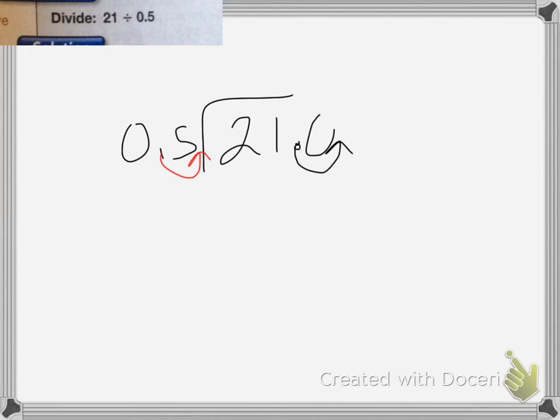Okay. On this one is 21 divided by 0.5. So 21 divided by 0.5. I need to move the decimal place once here. On 21 there is no decimal place, so I'm going to add one behind the ones place and shift it to the right once and put a 0 in. So I end up with 210 divided by 5.